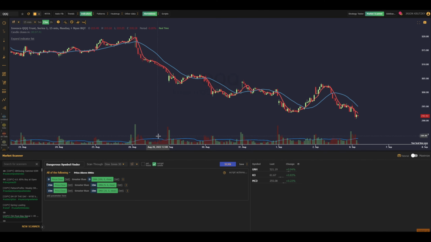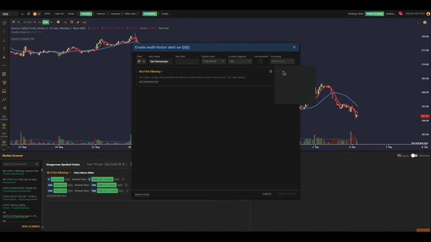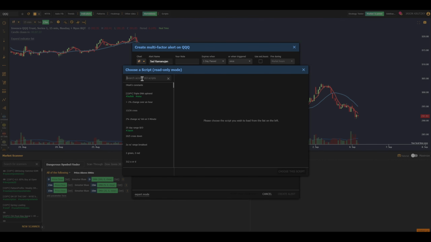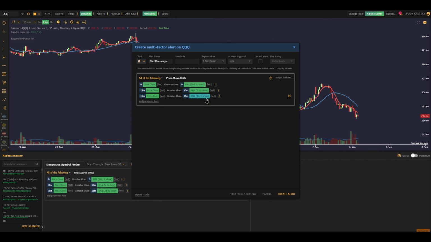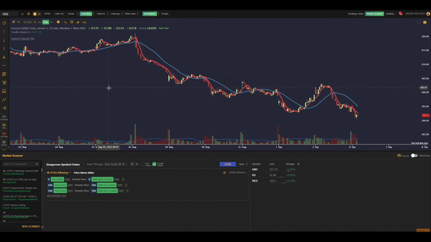If you're interested in being alerted when your favorite name is meeting this criteria, come up to the alerts and bots button, click on the three dots, say create multi-factor alert, again, script actions, load from template, price above SMAs, choose the script. You can retitle your alert name, you can change the expiry, change the amount of triggers, create the alert, and now you'll be alerted when your favorite name is meeting this criteria.